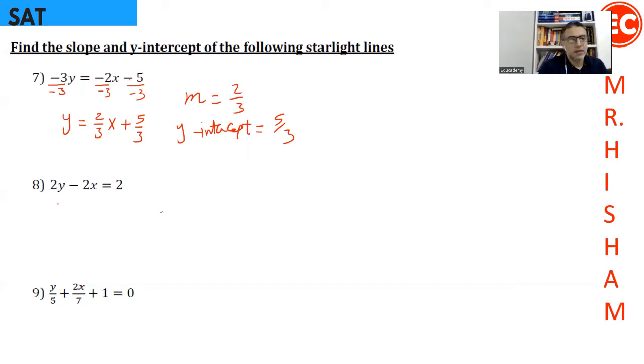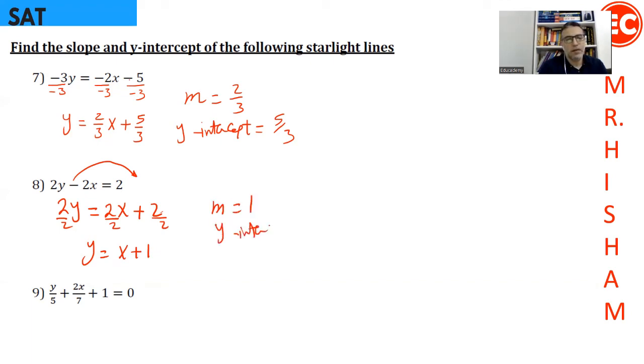For number 8, I can rewrite it by moving -2 to the other side, so it's going to be 2x plus 2. Divide each term by 2. So y is equal to x plus 1. So the slope is 1, and the y-intercept is 1.